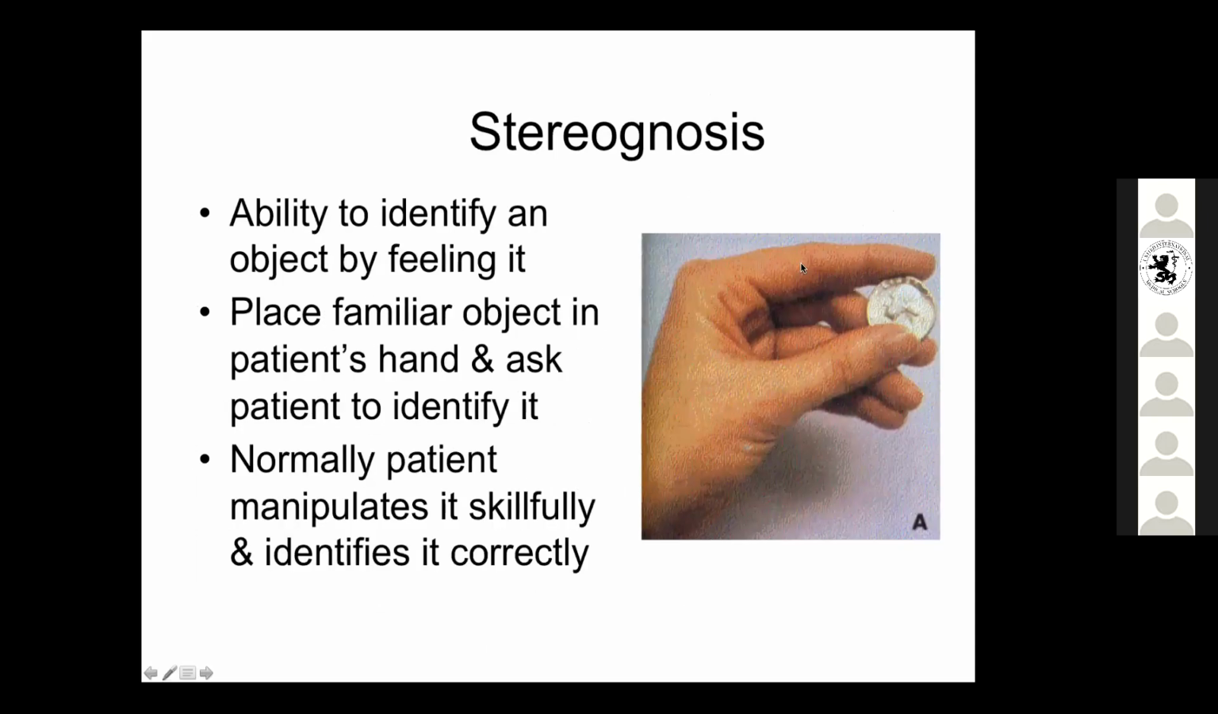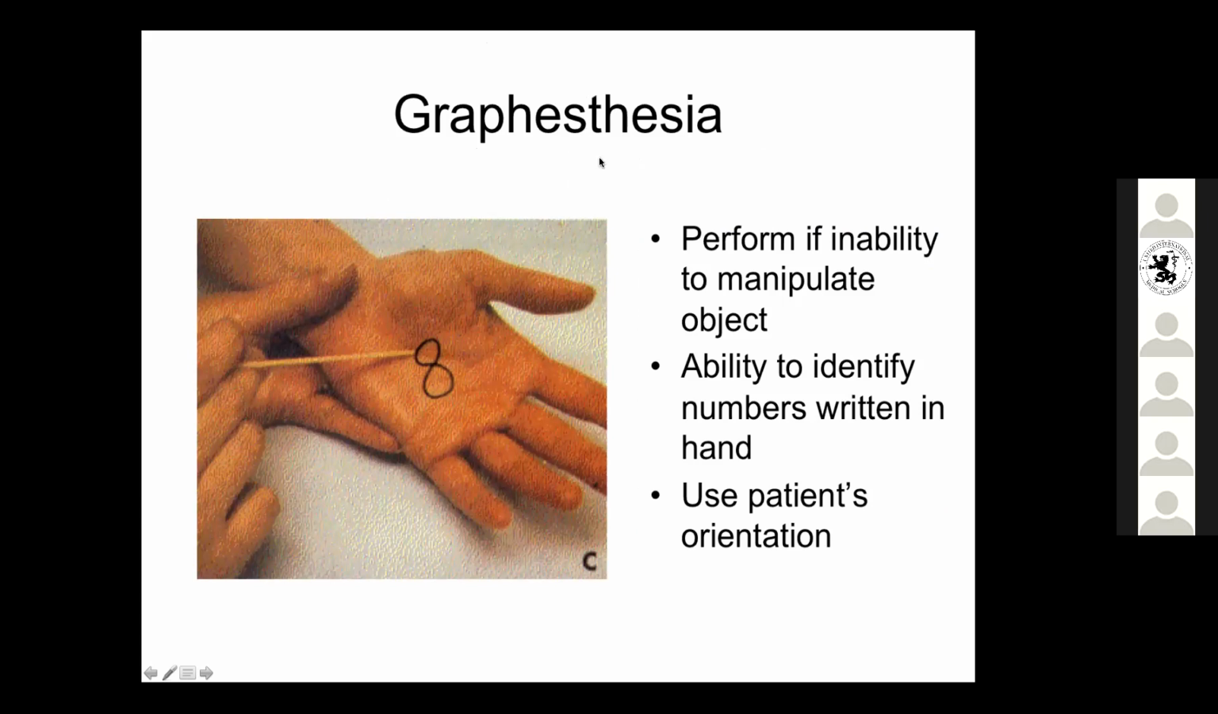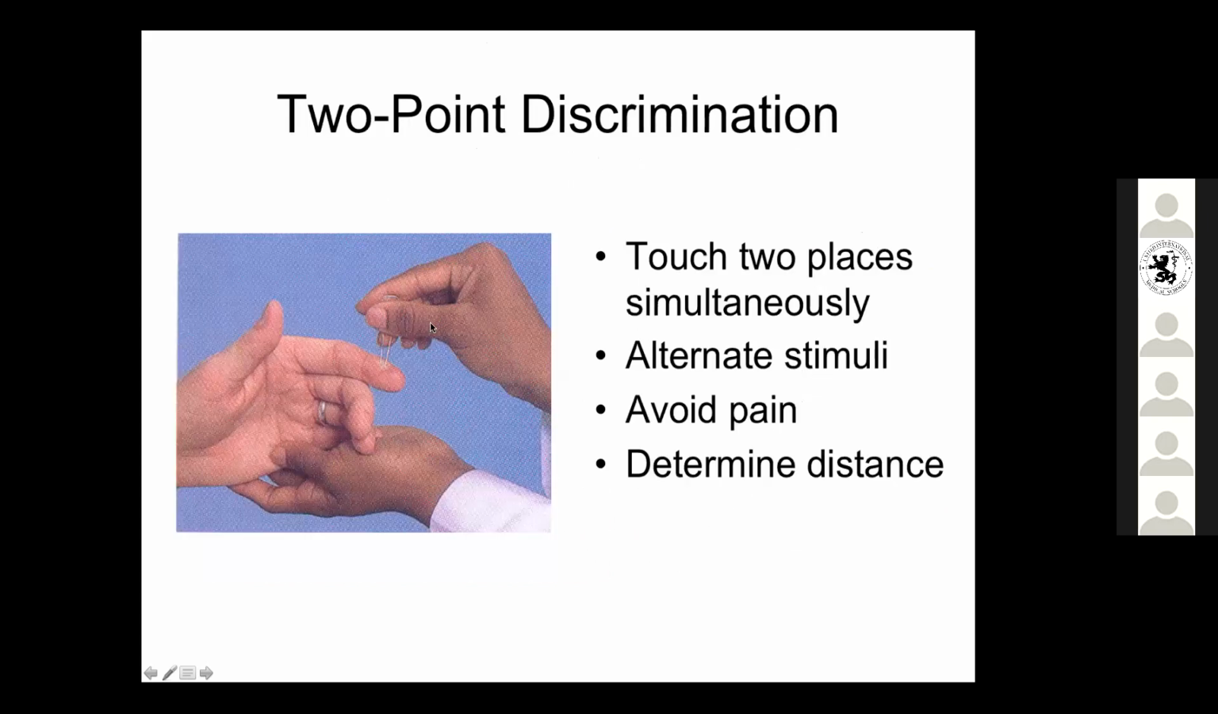Stereognosis means you ask the patient to identify an object without seeing it. For example, you ask them to close their eyes and hold a coin, and if they're able to identify it without seeing it, then the stereognosis is intact. Graphesthesia is the ability to identify numbers written on the hand. The 2-point discrimination is when you touch 2 places simultaneously, and if they're able to distinguish that it was 2 points and not just 1 point, then it's intact.